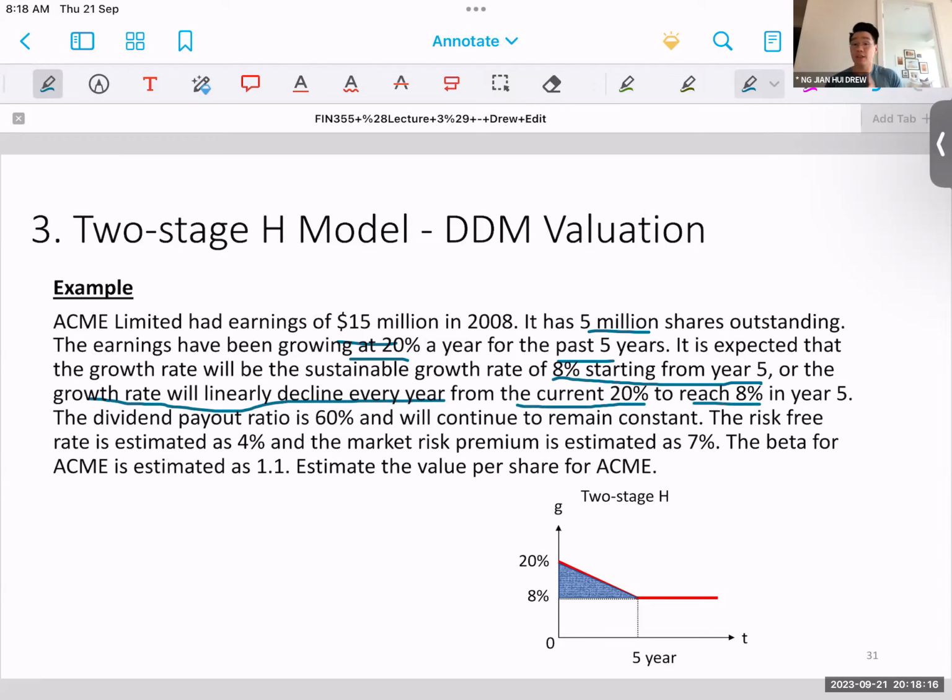So we know that now we're doing a question on the H model, because we are talking about linear decline. Dividend payout ratio is 60%. Oh, that's nice, they give it to you. Risk-free rate is 4%, risk premium 7%, beta. So all these are basically your CAPM information, right? And we know this is used to calculate your required return on equity.